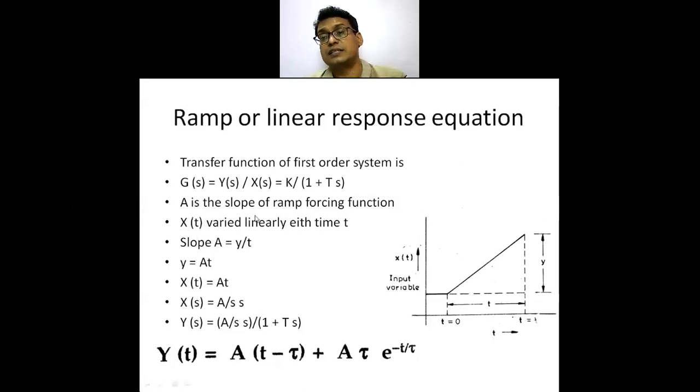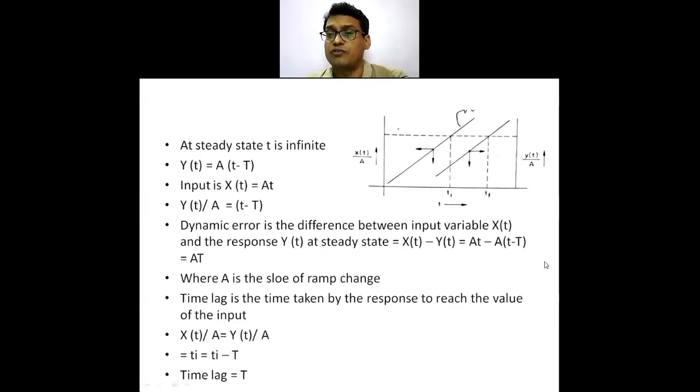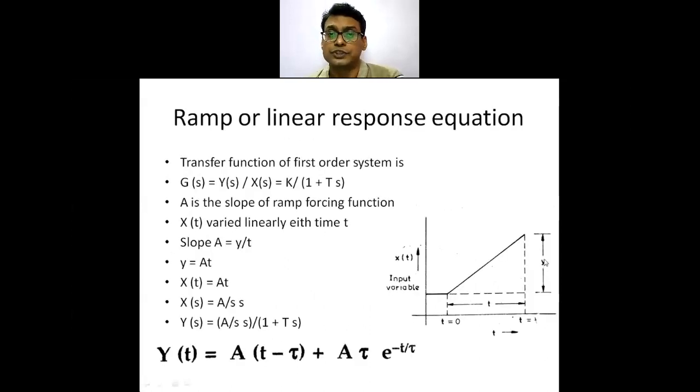In the previous case, m was the slope we had taken. Here we are writing this value as A. So this is my slope A, which is equal to y upon t. This is the small y, remember that, and this is the capital Y. Capital Y is the Laplace transform of the deviation variable in this case. Y(s) is the Laplace transform of the output deviation variable.